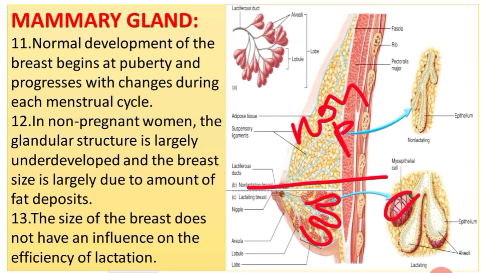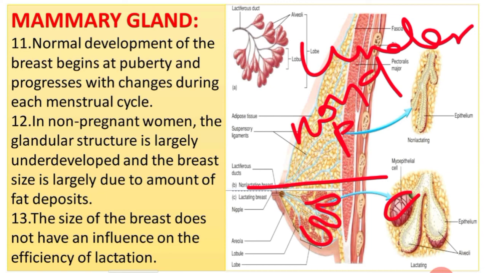In non-pregnant women, the glandular structure is largely underdeveloped. Here it is underdeveloped, and here in the lactating breast it is in a well developed condition in the lobes. Right? In non-pregnant women, the glandular structure is largely underdeveloped and the size of the breast is largely due to the amount of fat deposit.